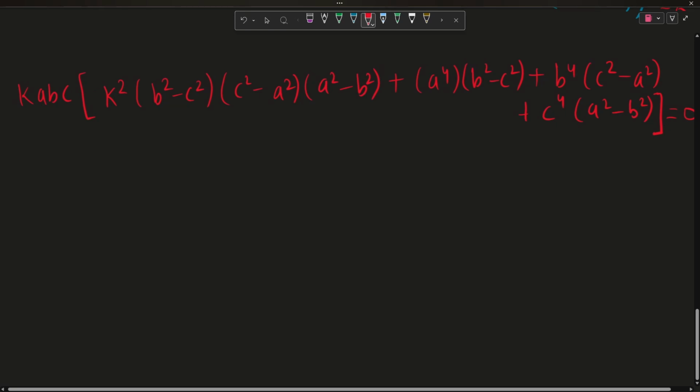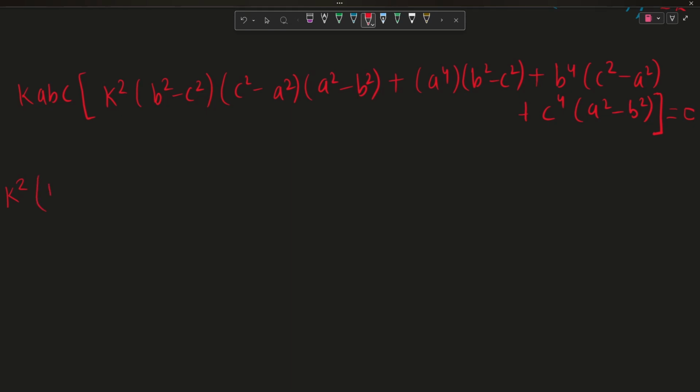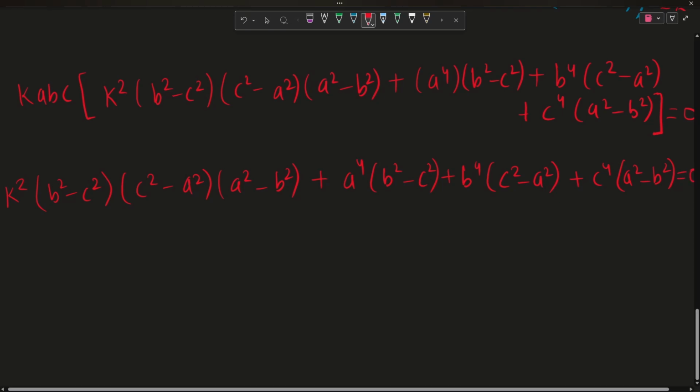Right? So I can say that k square into b square minus c square, c square minus a square, a square minus b square, plus a to the power 4 into b square minus c square, plus b to the power 4 into c square minus a square, plus c to the power 4 into a square minus b square is equal to 0, right?